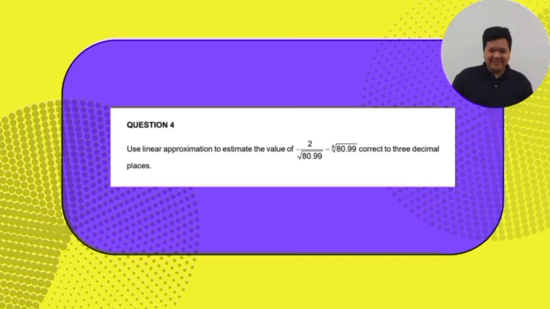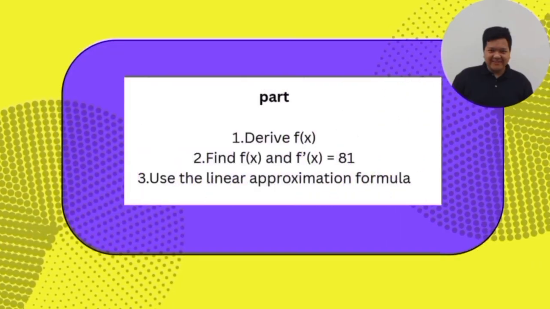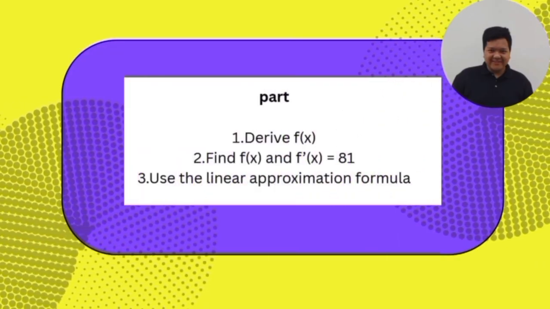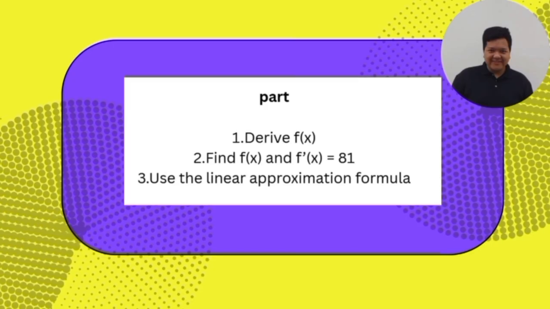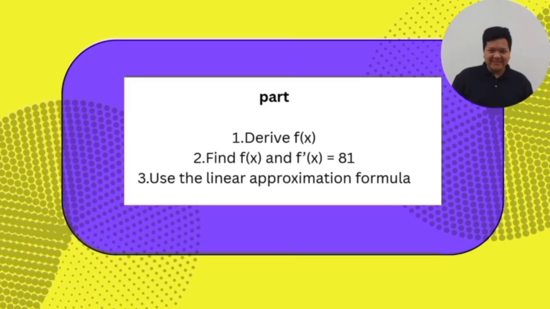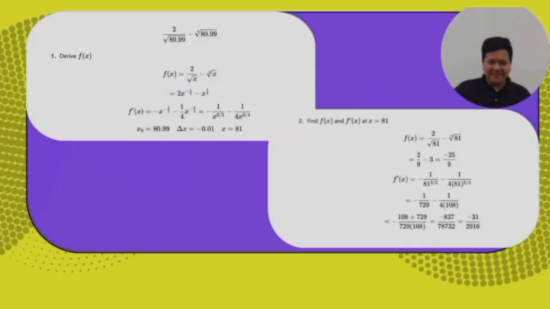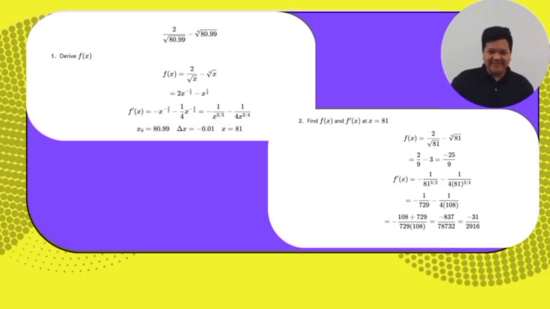So now we're on the calculation section. We have three parts: derive f(x), find f(x) and f prime(x), and then the final one, which is to use the linear approximation formula. So now we're on the first step, which is to derive f(x). Before doing anything, we should rewrite the equation using exponents so it would be easier for us to derive it. After rewriting the equation, now it's time for us to derive the equation.